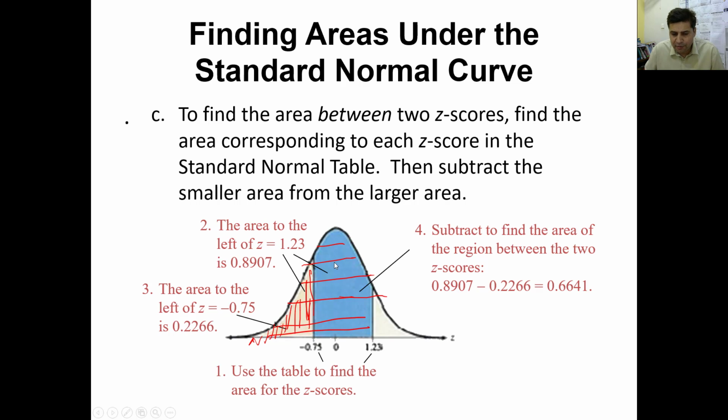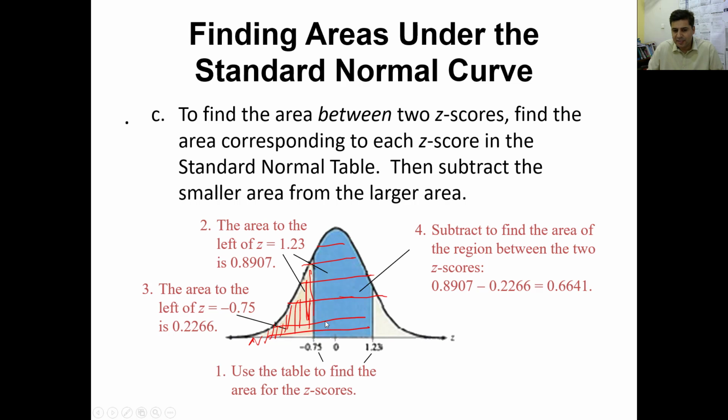So now in order to calculate this blue area, what will we do? We will subtract from this whole area for z is equal to 1.23, which is 0.8907, this area for z is equal to minus 0.75, which is 0.2266. So 0.8907 minus 0.2266 is equal to 0.6641. So use the table to find the area of the z-score.